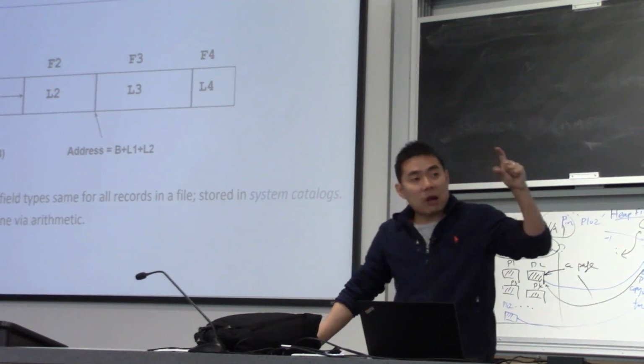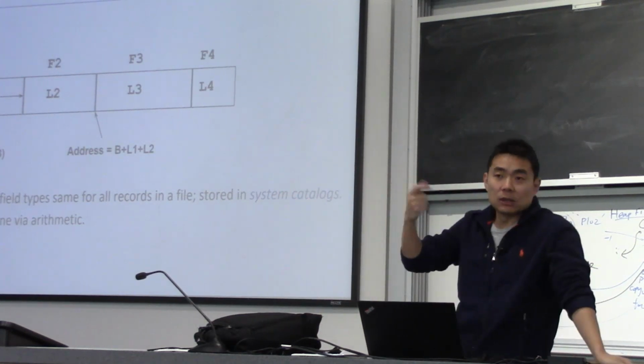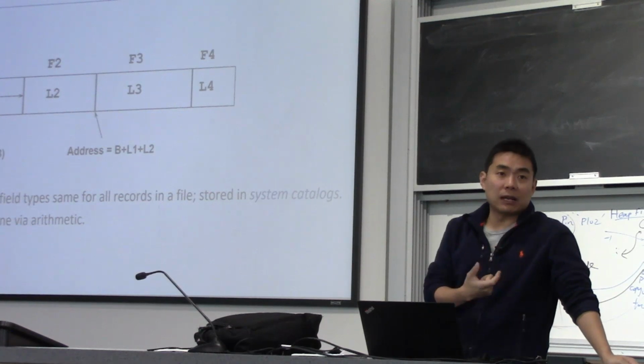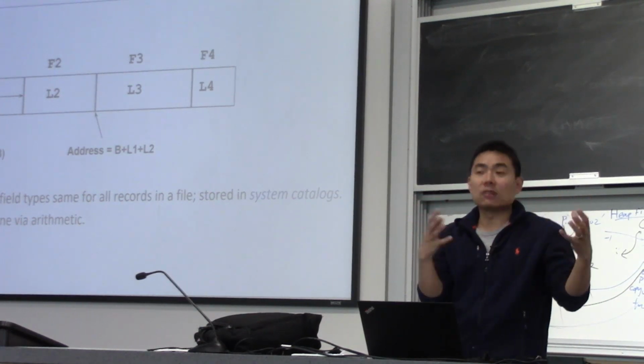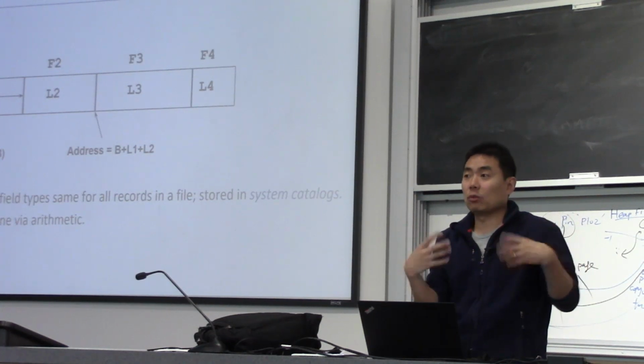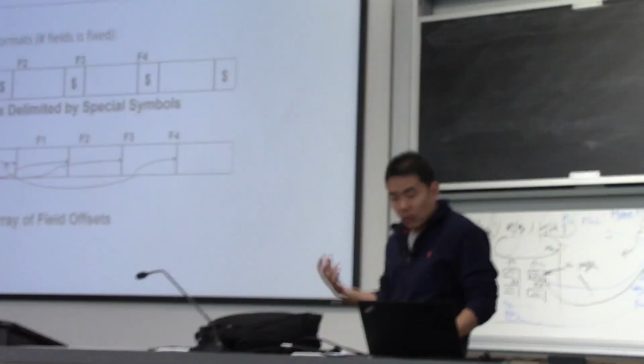And since for each record this offset is a fixed value, because we're talking about fixed length records, this doesn't create too much overhead for the underlying database. I only need to store these values once for the schema, for the entire schema. And what about variable lengths?